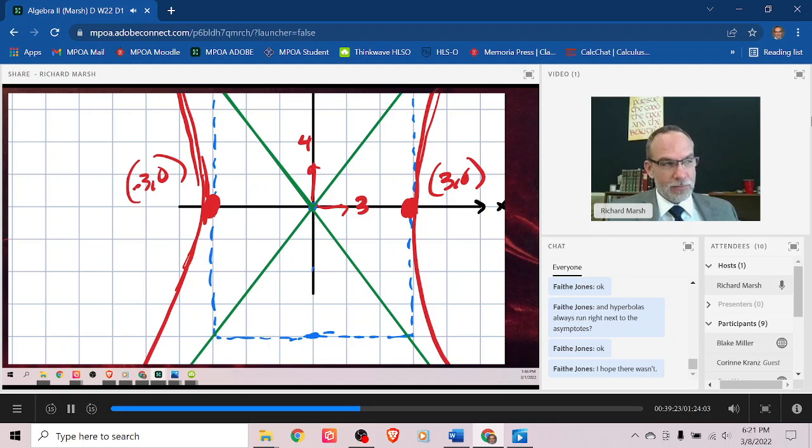Limit. There's a limit to how far the red line can go. The green line is the limit.